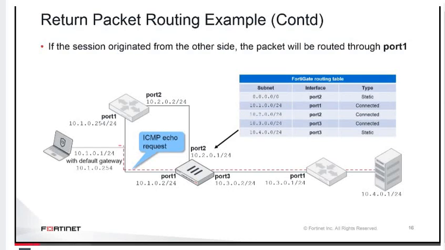What happens if the traffic originates from the server side instead? Say that the ping is sent from the remote server to the local workstation. In this case, when the ICMP echo request arrives at FortiGate, there is no session yet. So FortiGate uses the best route to 10.1.0.1, which is through port 1. This example shows how FortiGate might, in some network topologies, route packets to the same destination differently, depending on who initiated the session.